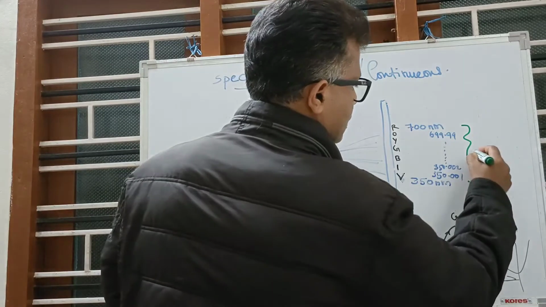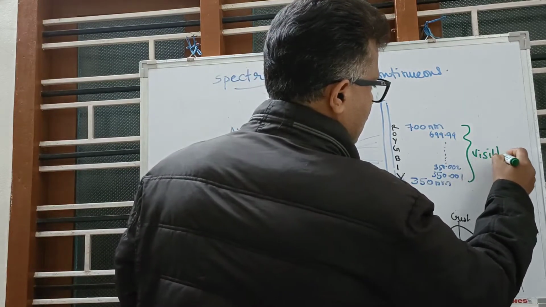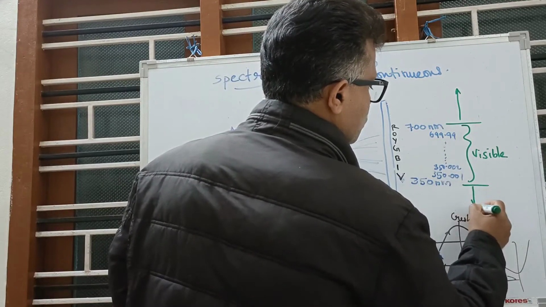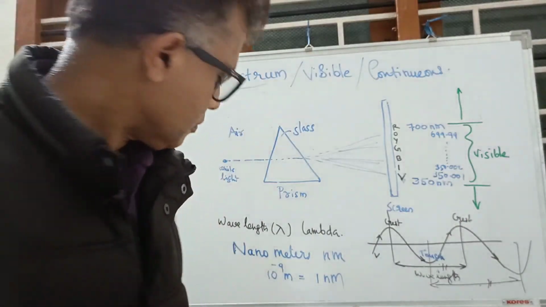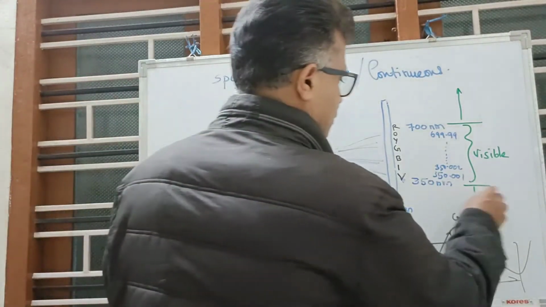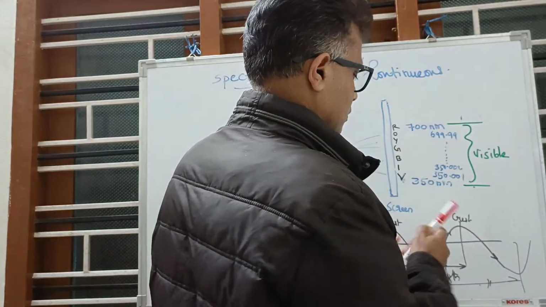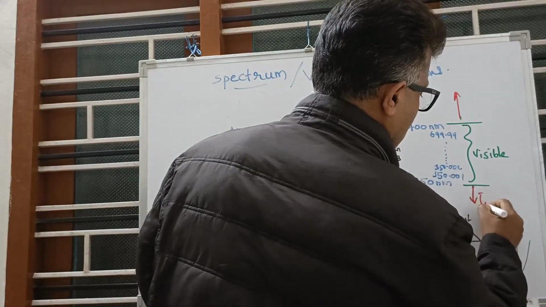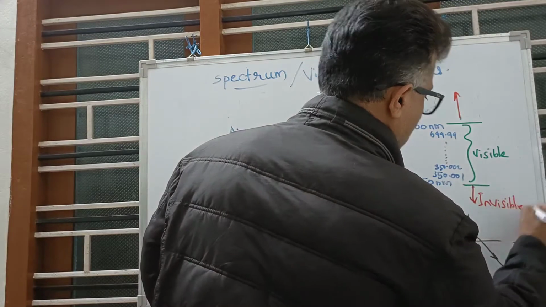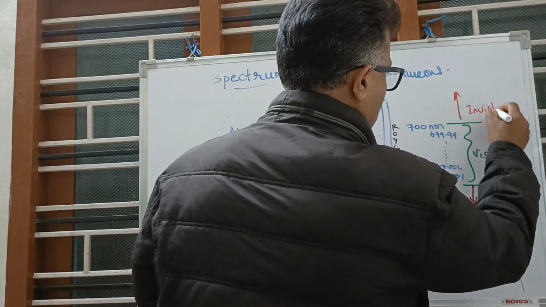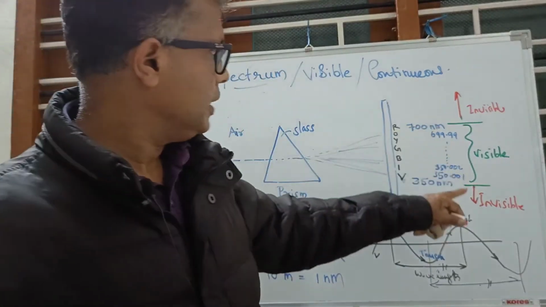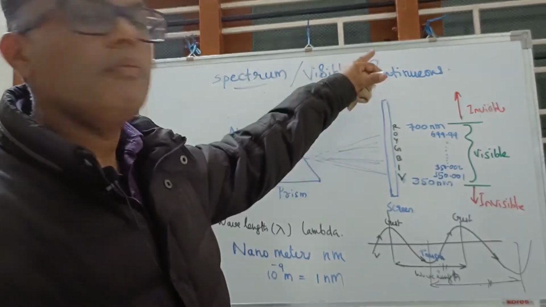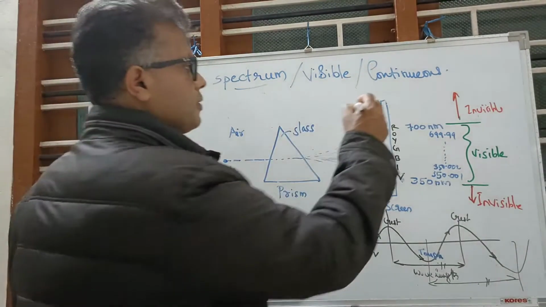Visible range. So this one is invisible. This one is invisible. Invisible. Clear, no? This is the visible range and the invisible range. So see the red one, red. So above will be infrared.